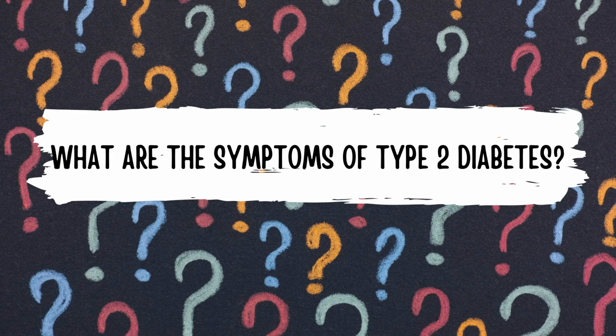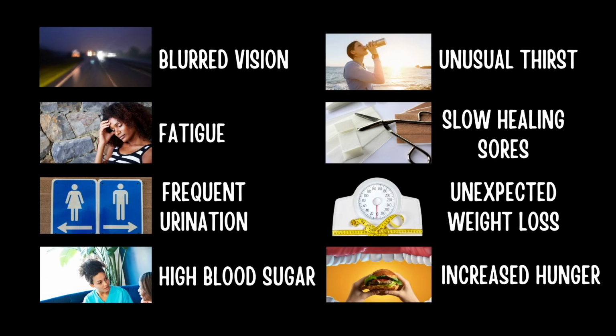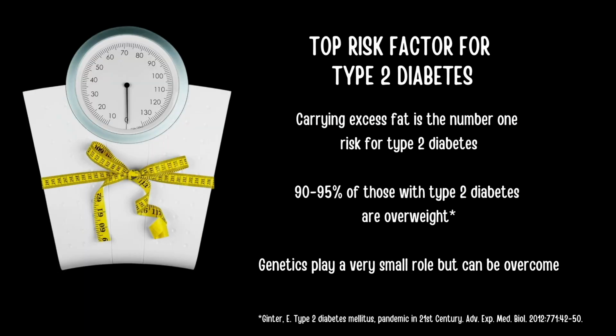What are the symptoms of type 2 diabetes? Blurred vision, increase in hunger, thirst, and urination, unexpected weight loss, slow healing of wounds, and high blood sugar are among the primary symptoms. Who is at risk for type 2 diabetes? The top risk factor for type 2 diabetes is carrying excess fat. 90 to 95% of those with type 2 diabetes are overweight. And it ends up that genetics plays a very small role but can be overcome.